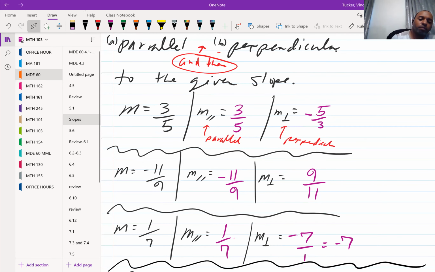Then one more, 1/7. Once again, if you want a line that's parallel, then the slope is still going to be 1/7. But if you want a line that's perpendicular, you flip it and use the opposite sign, so it's -7/1. Any questions?